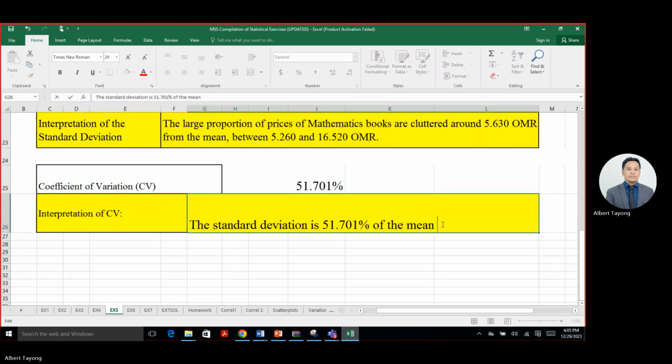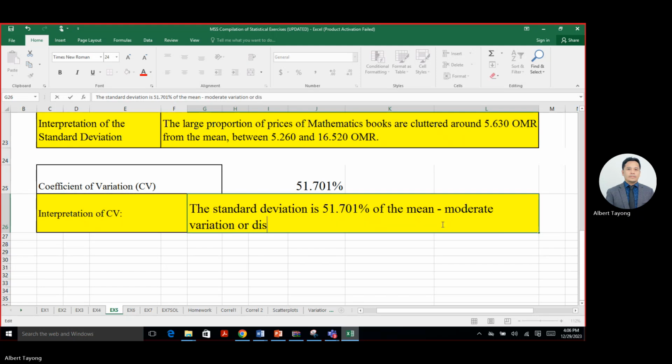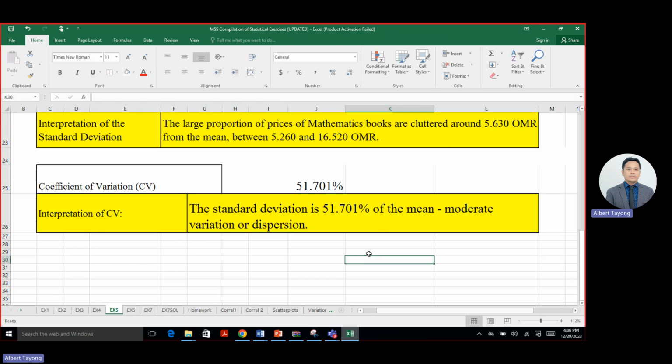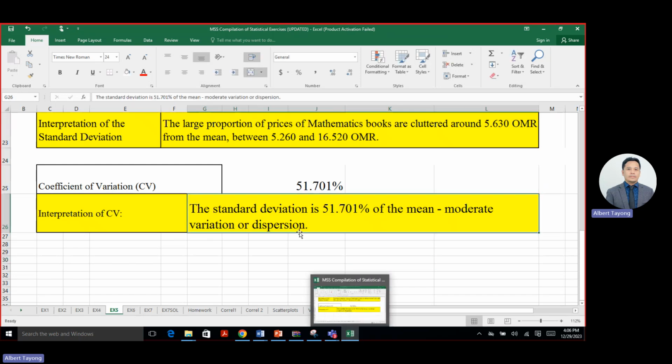You can say moderate variation, or we call this dispersion. That means not very far and not very close. The scores are not very far from the mean, not very close to the mean.